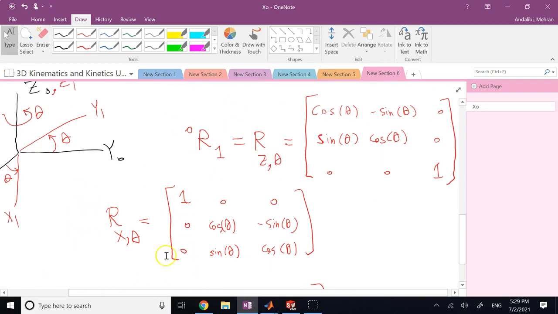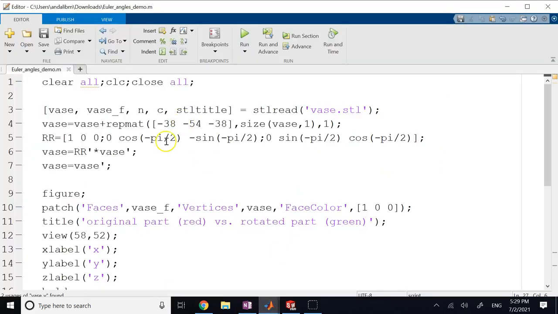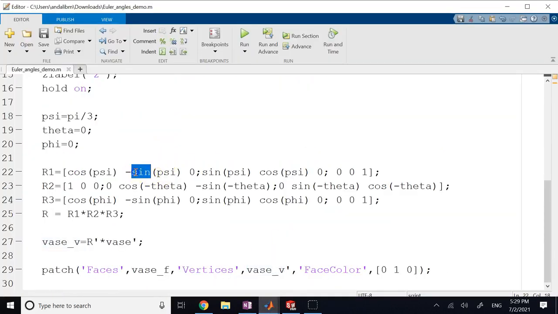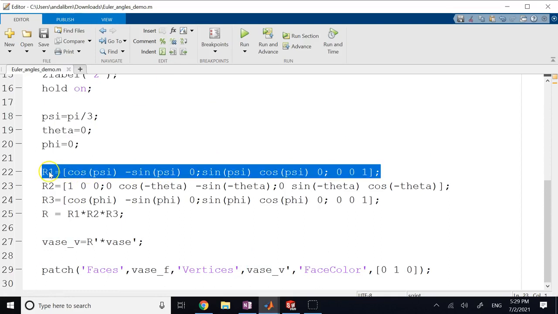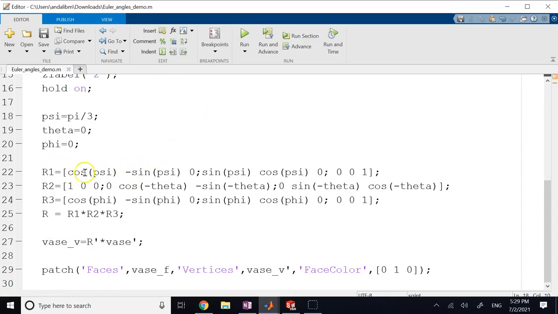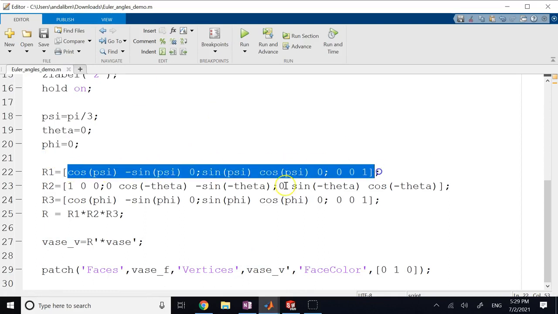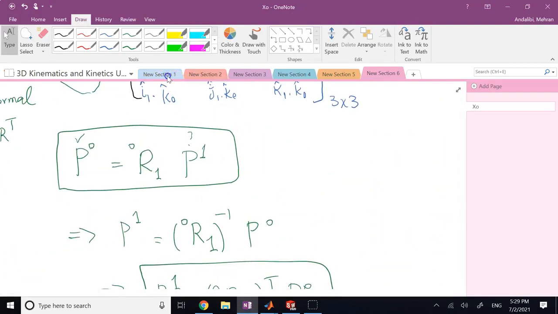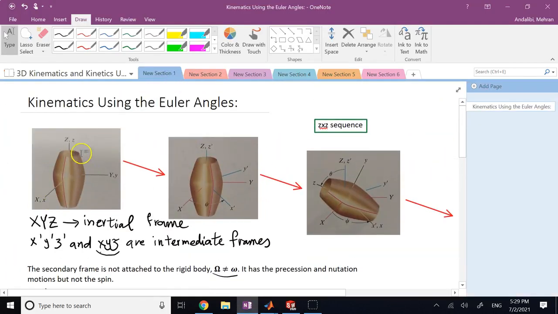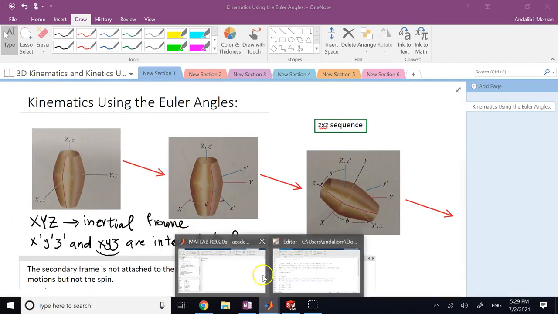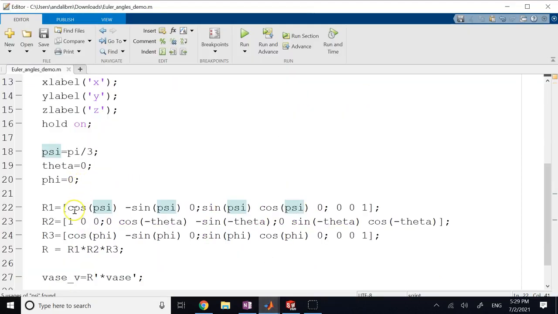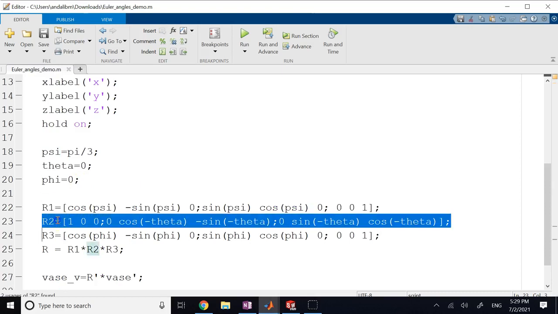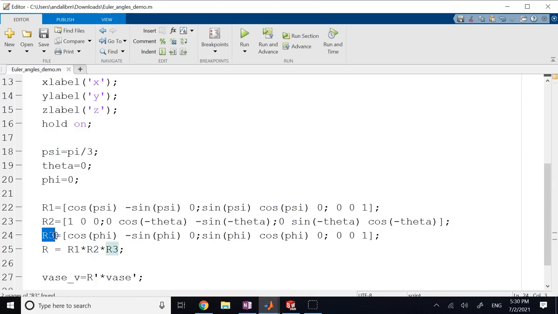And that's what you see here I have used in these rotation matrices. So the first one is a rotation about the z-axis. That's why you see it has the form of the z-axis. The angle of it is called psi, as you remember. So my first rotation matrix is a rotation about Z with angle psi, and that's the corresponding rotation matrix for it, R1. The next one is a rotation about X with angle theta. The next one is a rotation about Z with angle phi. So that's R3.